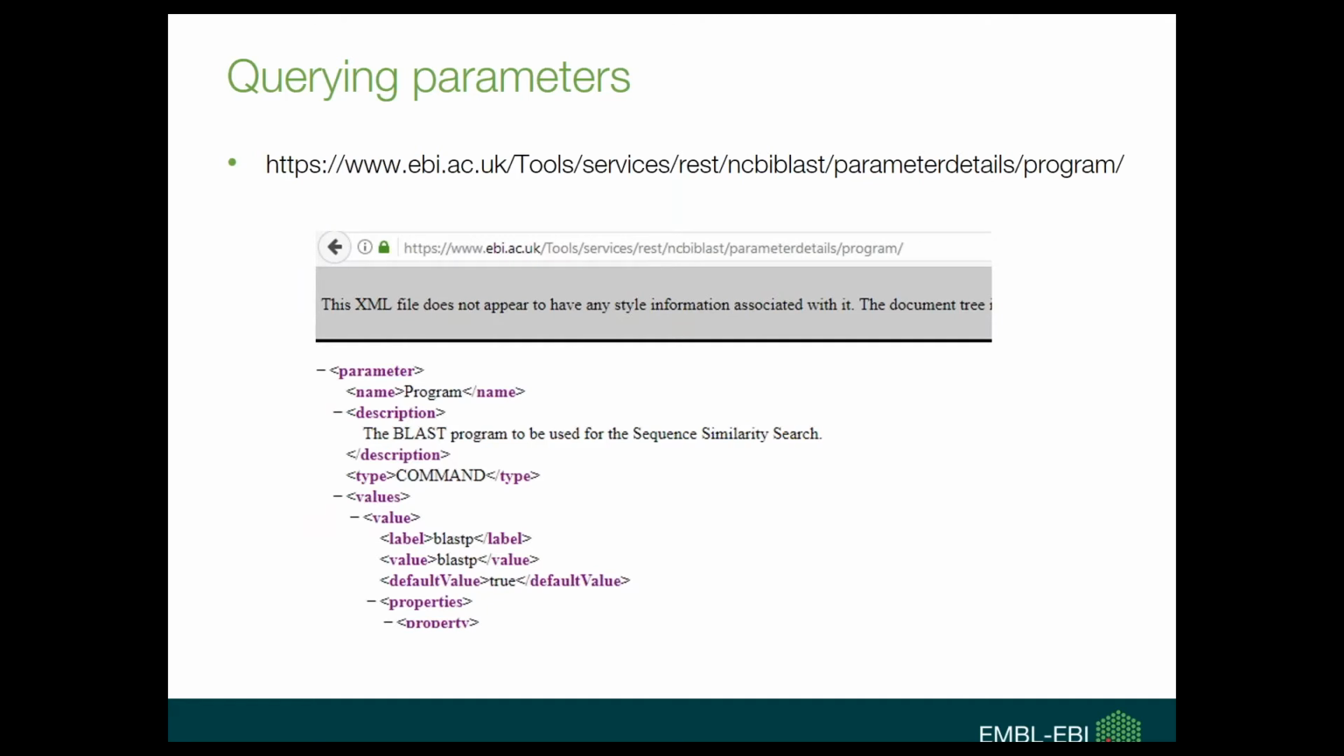I can go into further details by, again, using the same route, but this time using parameter details and then the name of a parameter afterwards. So in this case, I'm querying what the parameter program can be used for. And so again, I get back an XML document in this case with the name program, a short description of it, and some values further down the page, for example, blastp.